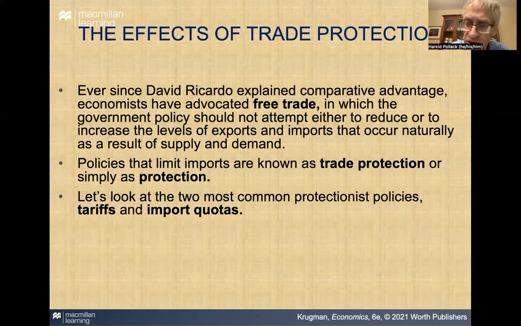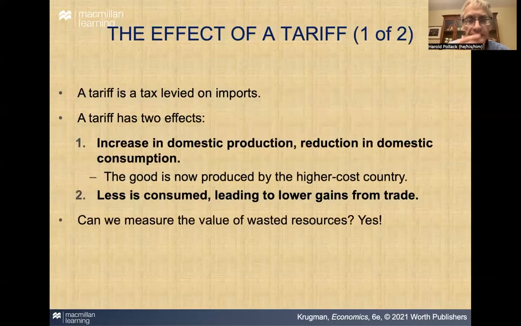Policies that limit imports are known as trade protection. And let's think about the two most common ones, tariffs and import quotas. A tariff is a tax that's levied on imports. It's a sales tax on imported goods. And a tariff has two effects. One is that it just increases domestic production because it makes foreign goods more expensive. It also, of course, reduces domestic consumption of the good because the good is now more expensive.